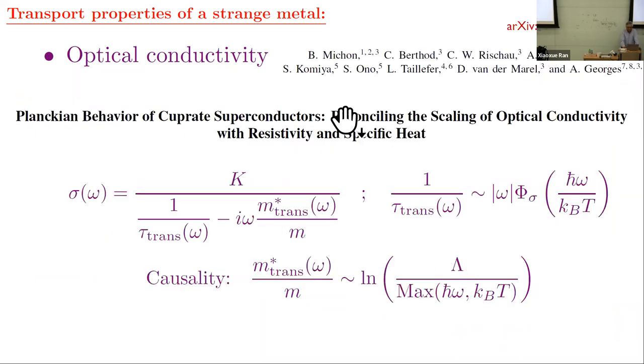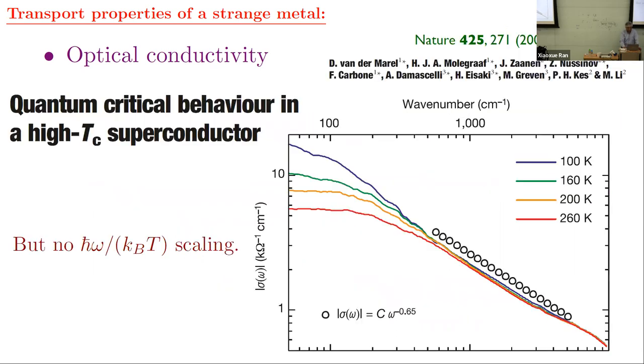So it wasn't clear what really was going on. And now van der Marel himself has decided that's not right, that the proper way to analyze the data is what I just told you. It's in fact one over omega with certain logs, and that actually provides an excellent fit of all the data as a function of frequency and temperature, shown in this relatively recent paper. The observations were right, it's just that there's a much more improved theoretical understanding of these beautiful observations.